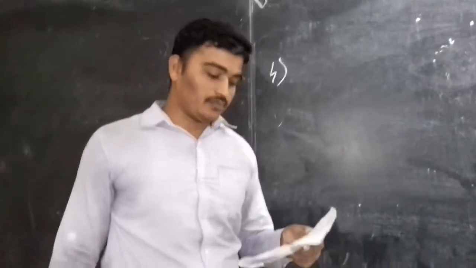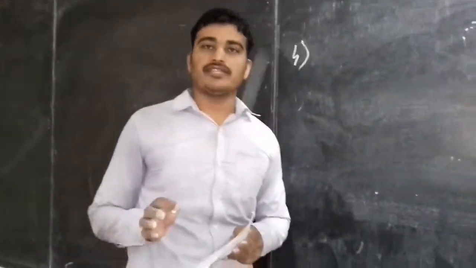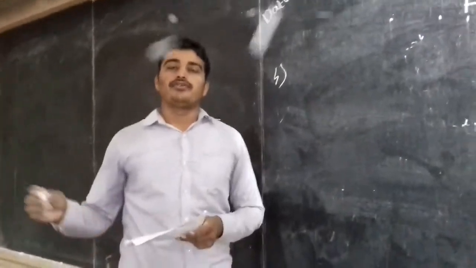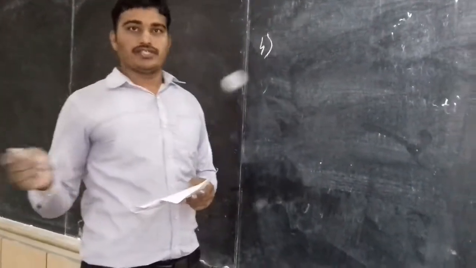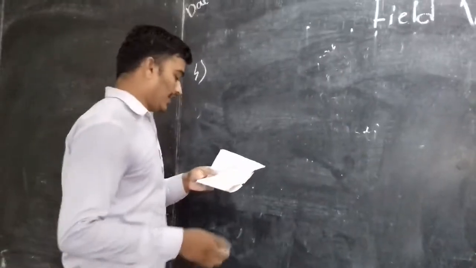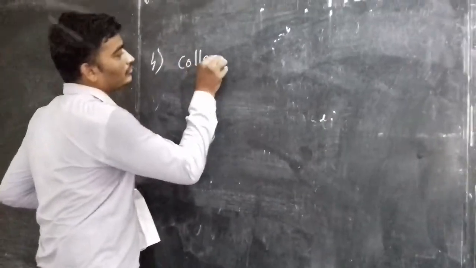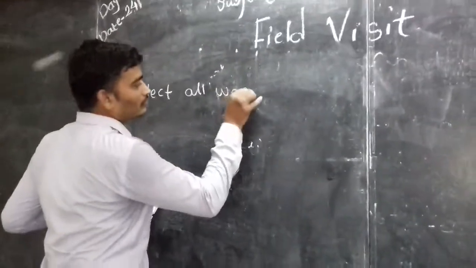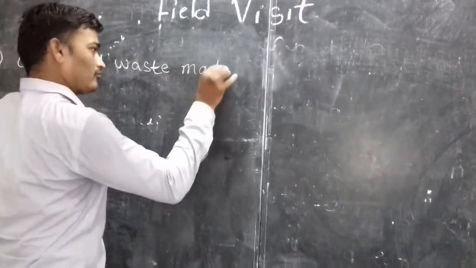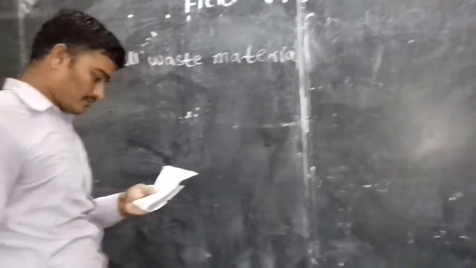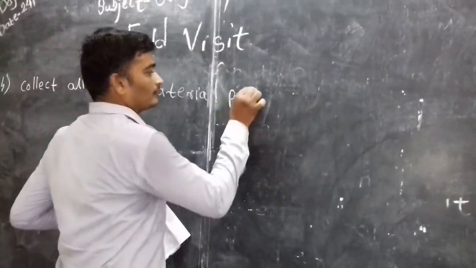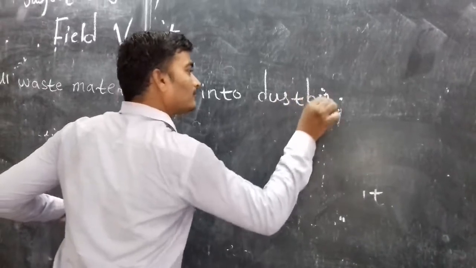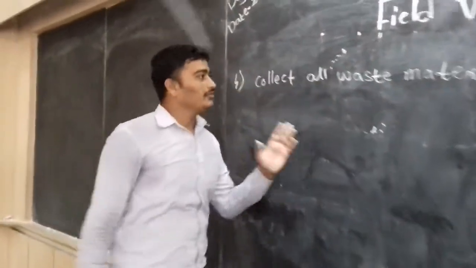So collect all waste material, put into the dustbin. Whatever you see, garbage or other things, plastic bags or any other type of garbage, you have to collect that and put it into the particular dustbin which is provided by that particular field. So collect all waste material and put into the dustbin. See, this one is an important point.